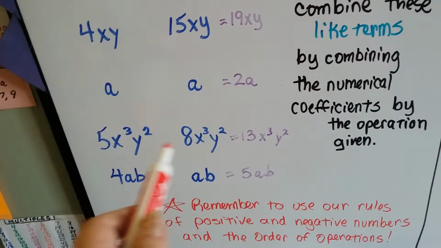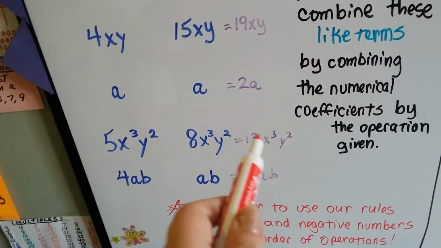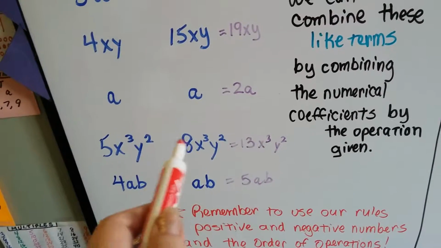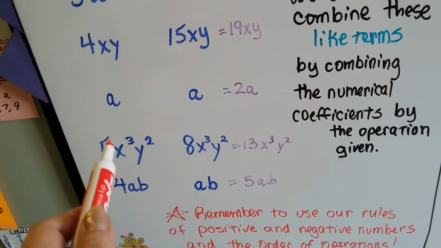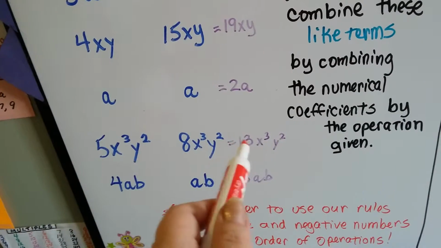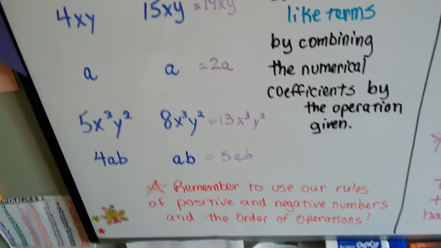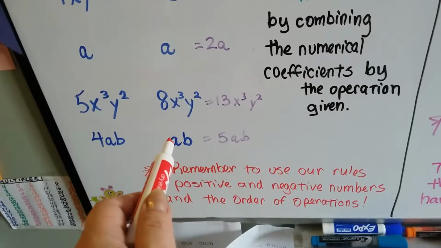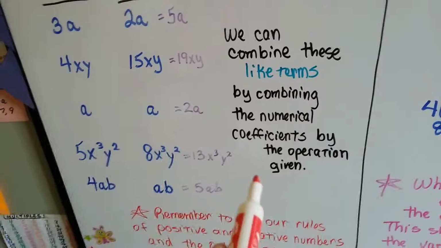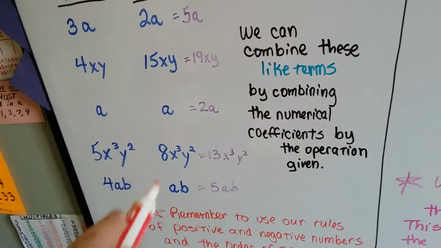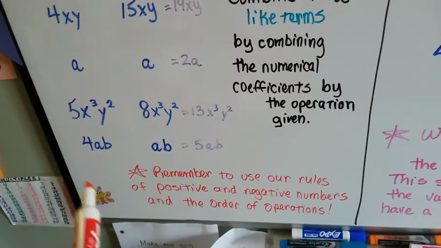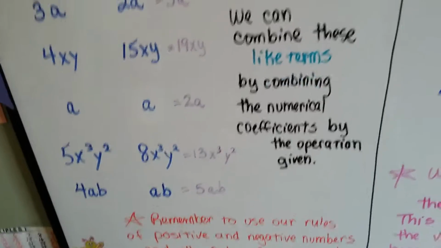When we do terms like this, we just copy the exponents and the variables off on the side, and they don't get added together. We just add together the numerical coefficients, the coefficients in the front. 5 and 8 is 13, so it's 13x cubed y squared, see? And this one has an invisible 1 in front of it, so 4ab and ab is 5ab. So we combine these like terms by combining the numerical coefficients, these numbers in front of the variables, by the operation that's given to us. And we have to remember our rules of positive and negative numbers and the order of operations.